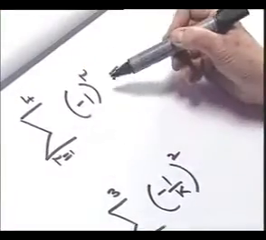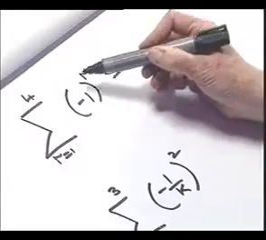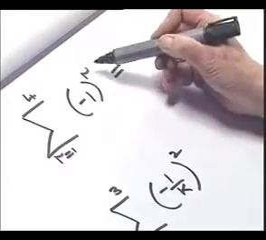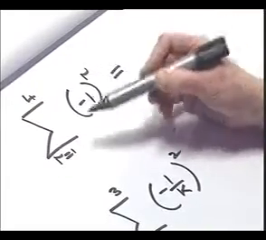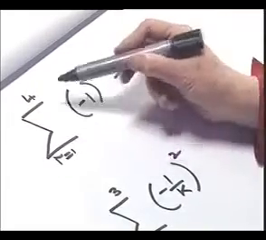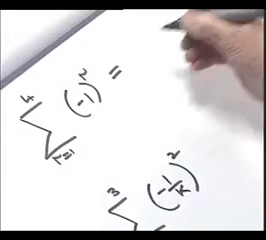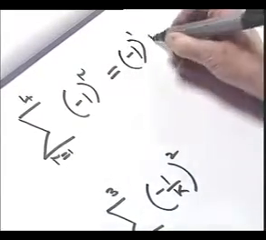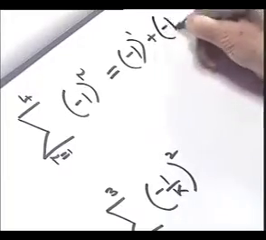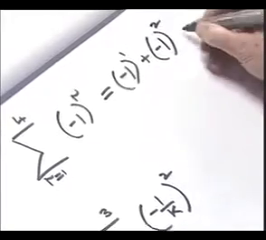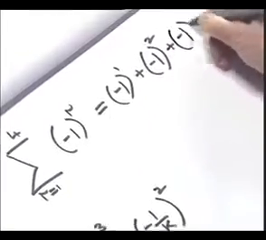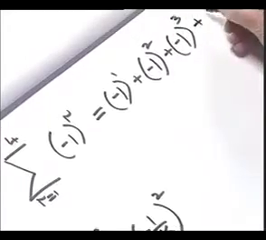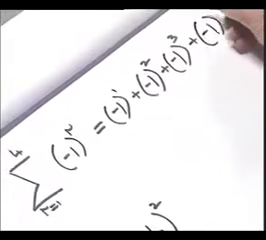In this particular example, our general term is -1 raised to the power of r, and r equals 1 to 4. So the first term will be -1 raised to the power of 1, plus -1 raised to the power of 2, plus -1 raised to the power of 3, and finally -1 raised to the power of 4.